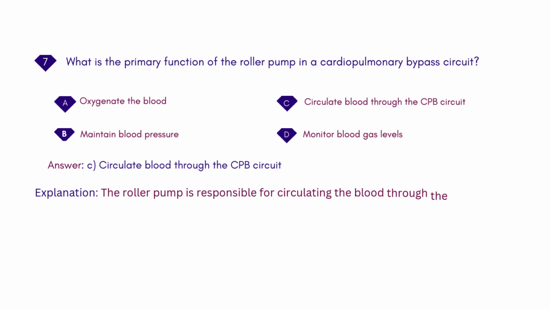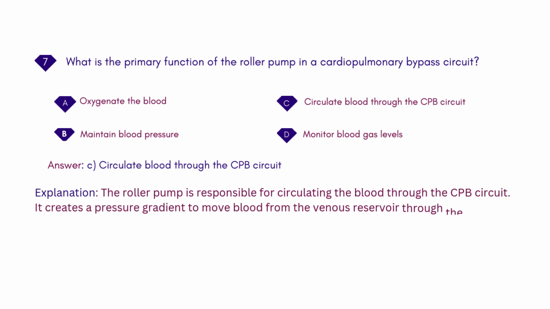Explanation: the roller pump is responsible for circulating the blood through the CPB circuit. It creates a pressure gradient to move blood from the venous reservoir through the oxygenator and into the patient's arterial circulation.